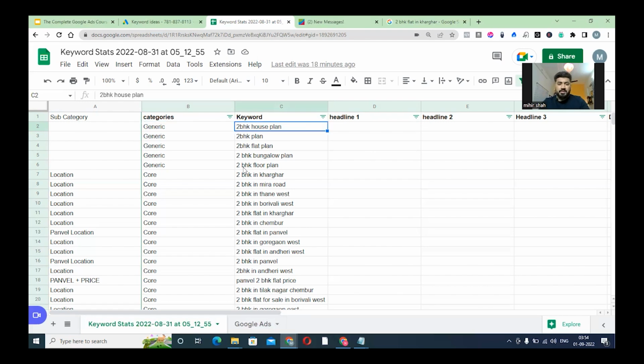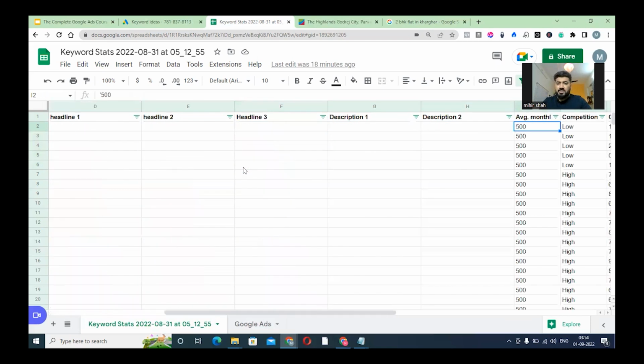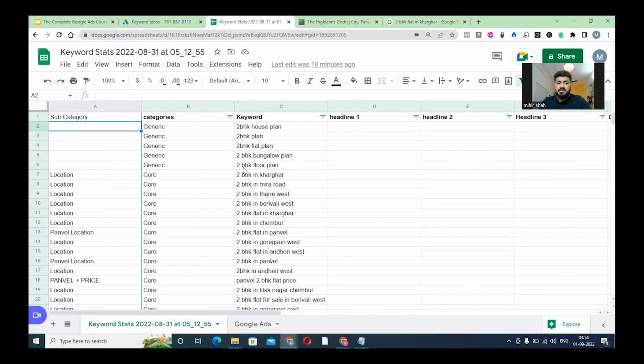So here, if you see the trend of the keyword, 2 BHK house plan, 2 BHK plan, flat plan, bungalow plan, 2 BHK floor plan. Here, all these folks who have a very high search volume, if you can see, all these have an average monthly search of 500. So at least 500 people on a monthly basis are searching for a 2 BHK house plan.